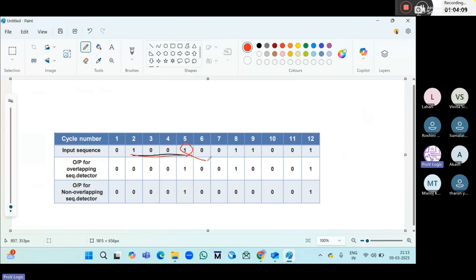This 1 also overlaps with this 1001. For the non-overlapping case, we got the 1 here as an output, but here we didn't get the output as a 1 because it's non-overlapping. But for the overlap case, here we got 1, here also we got 1. In the state diagram also, we can draw in both different ways.